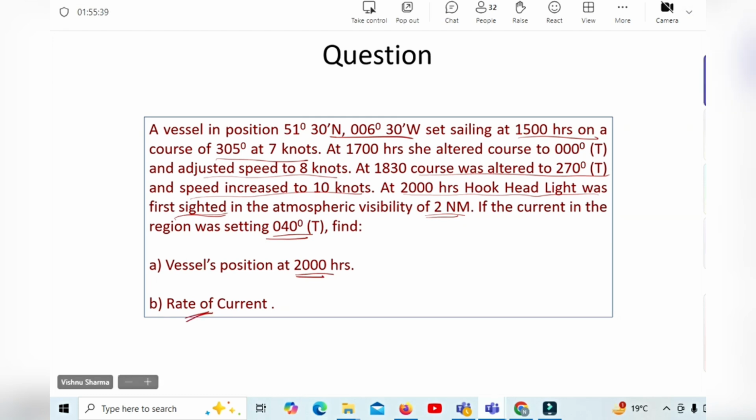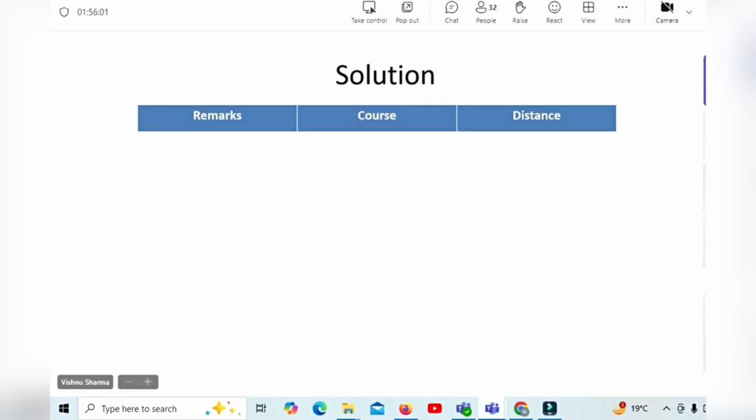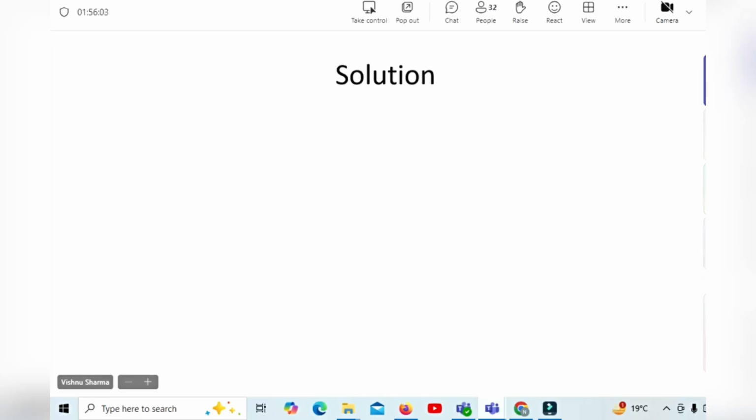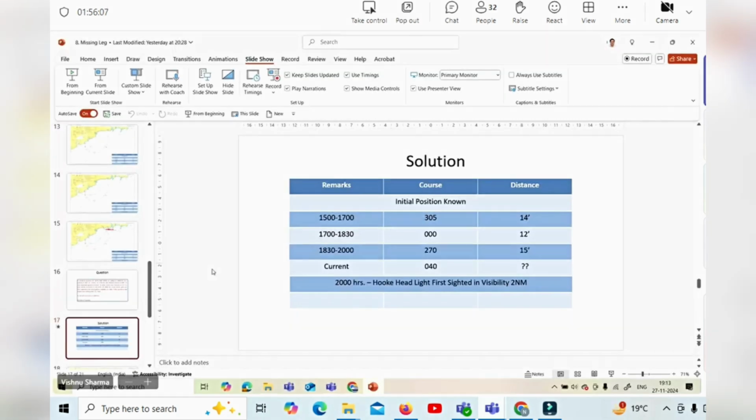The nature of question changes. It is still missing. It may not be a complete leg missing. Part leg of the current is missing, and the vessel's 2000 hour position is missing. So whether you want to call it a missing leg or not, it's up to you. But the nature of the solution will be similar. So now let me take the question, because without the question you'll again be lost. Let me take the question on.